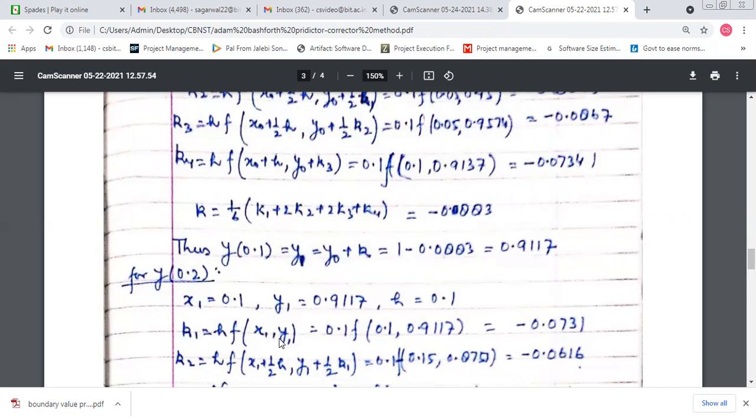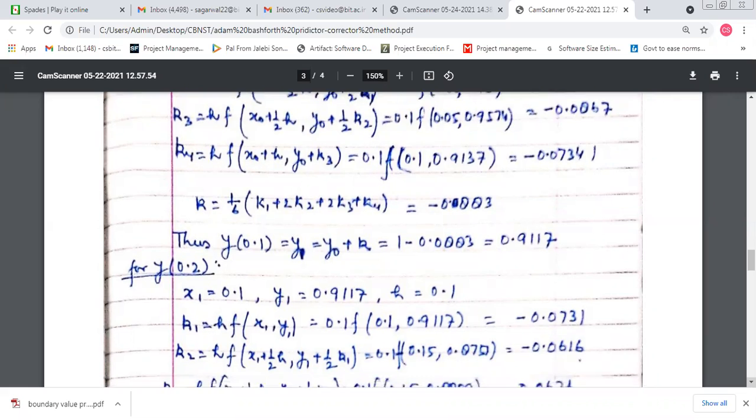So x1, y1. We will be putting this x1 in place of x, and y1 in place of y. But before that we have to find out what is x1. x1 is 0.1 and y1 is 0.9117, and putting these two values in the equation, we will be getting 0.0731.